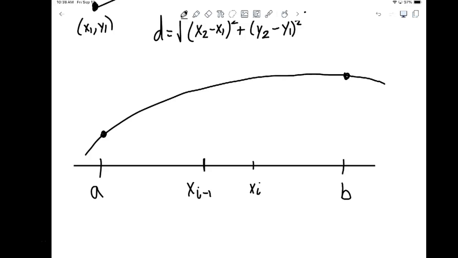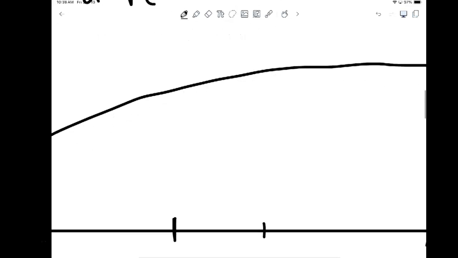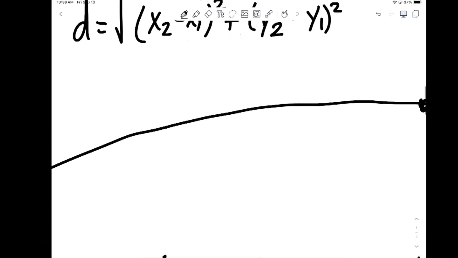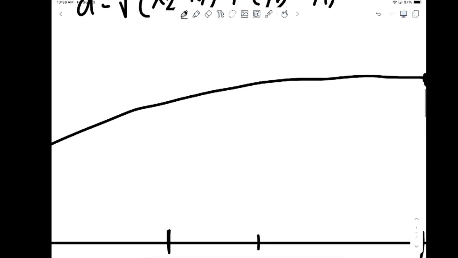And so on our interval, we would have our points. And we want to measure that length. And so what we're going to do is approximate that length with a straight line. All right, so that's the second step.